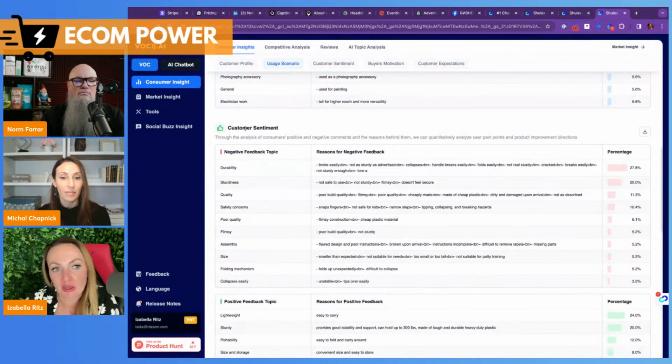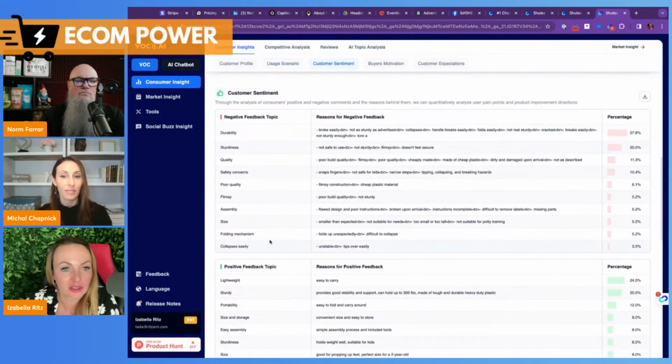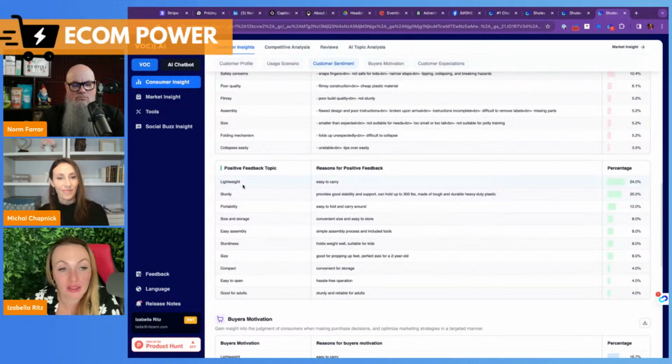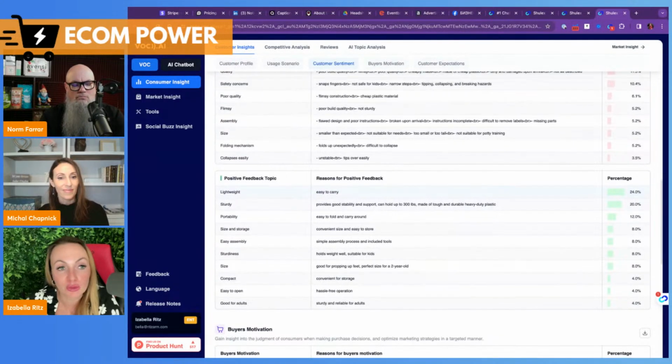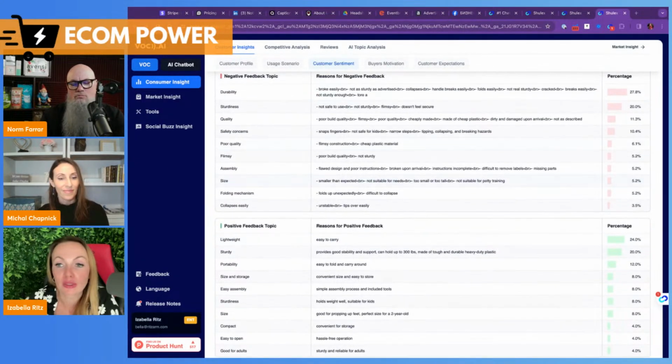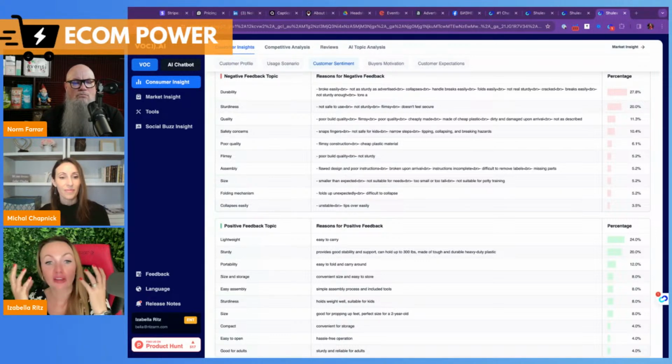And then again, when we're looking, for example, at customer sentiment, we have negative and positive feedback topics from the clients. The complaints are about durability, sturdiness, quality, safety concerns, and then others below 10%. And the positive feedback is about lightweight, which means we have to find the material where we can make it durable and lightweight. So if we can create this tool to be durable and lightweight, then we probably will be able to win the market.